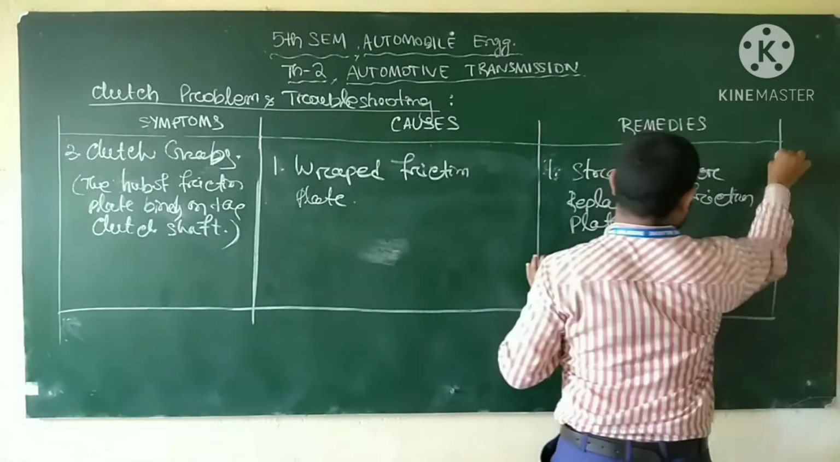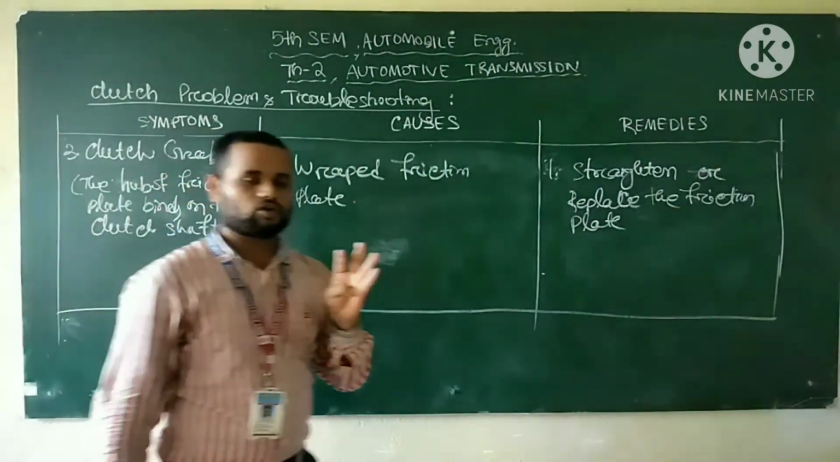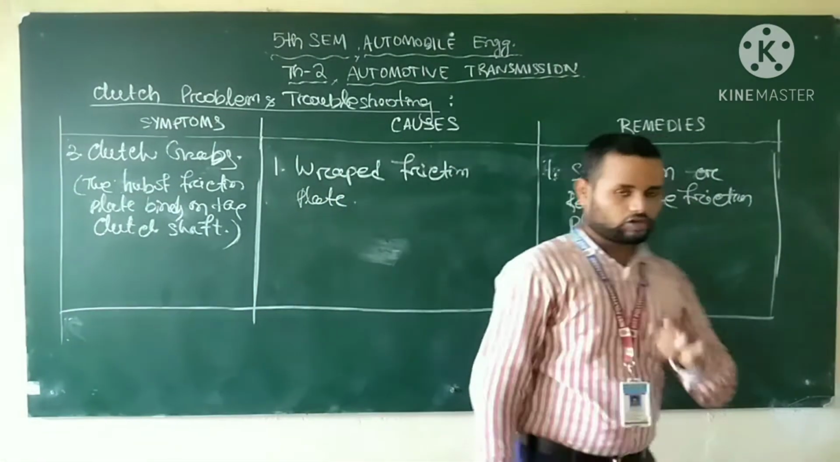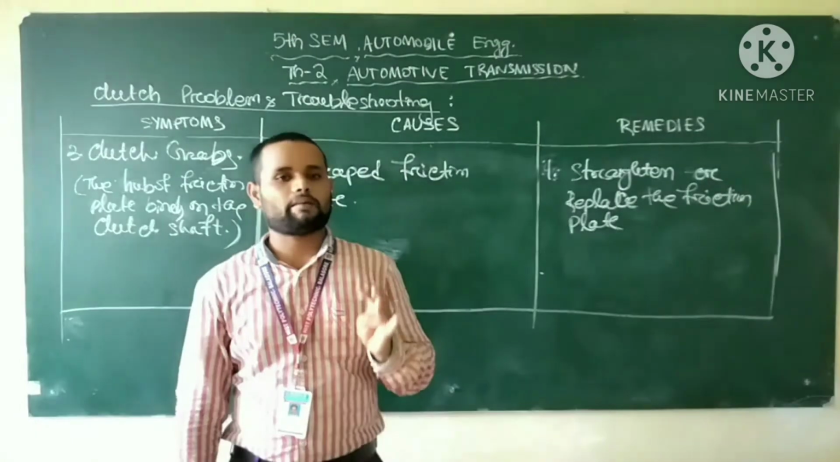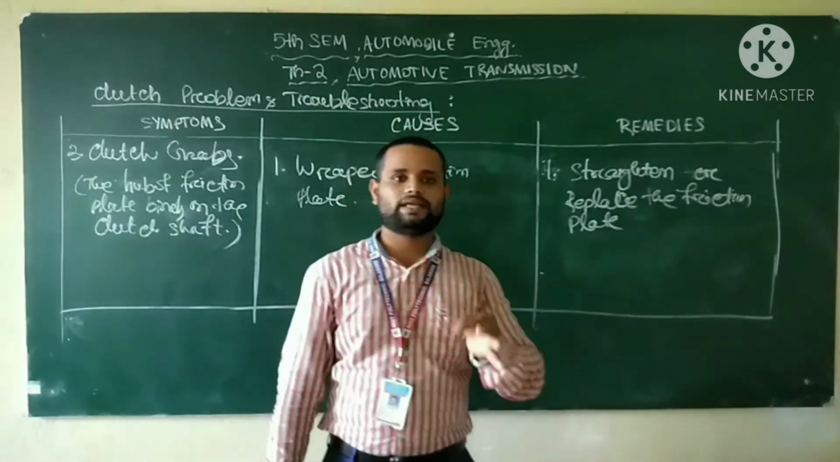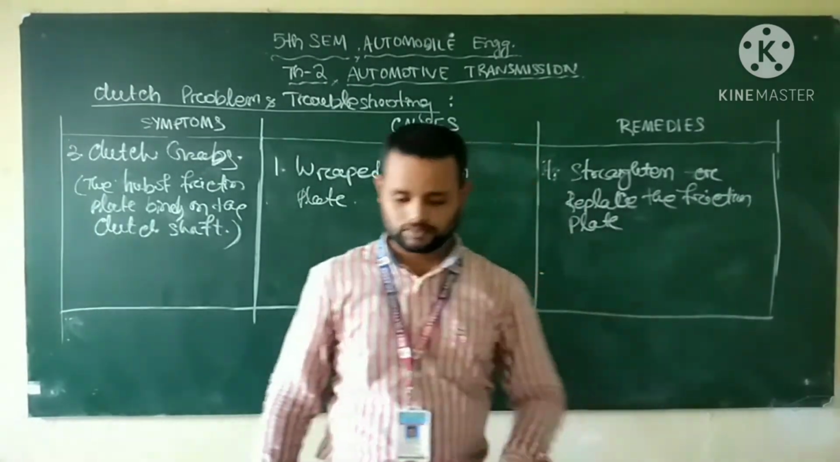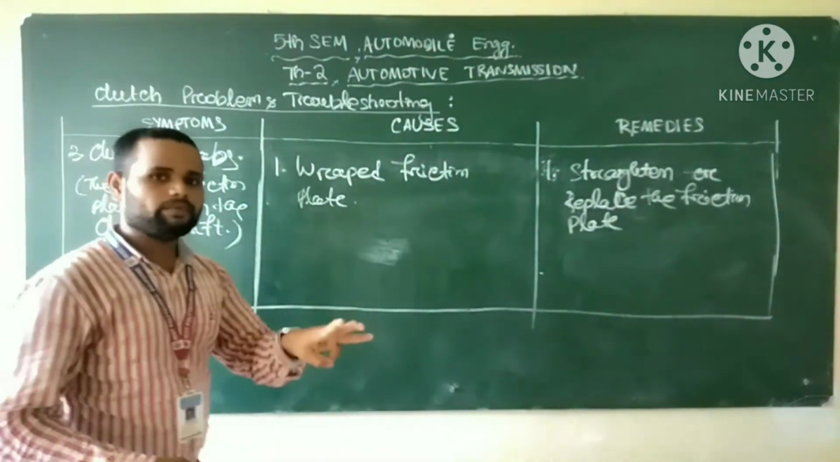Straighten or replace the friction plate. The third symptom of clutch problem is that your clutch grabs. The cause is warped friction plates. The remedy is to straighten or replace the friction plate. These are all the three symptoms of clutch problems and troubleshooting.